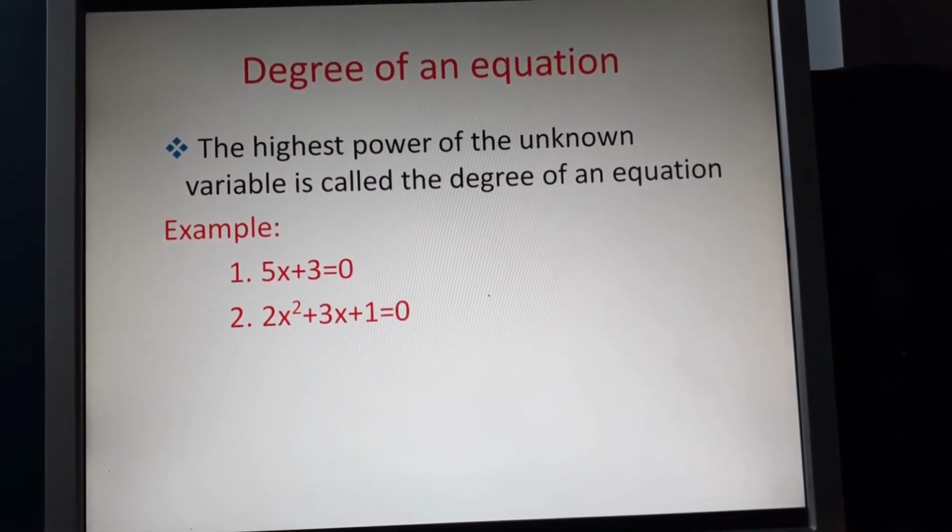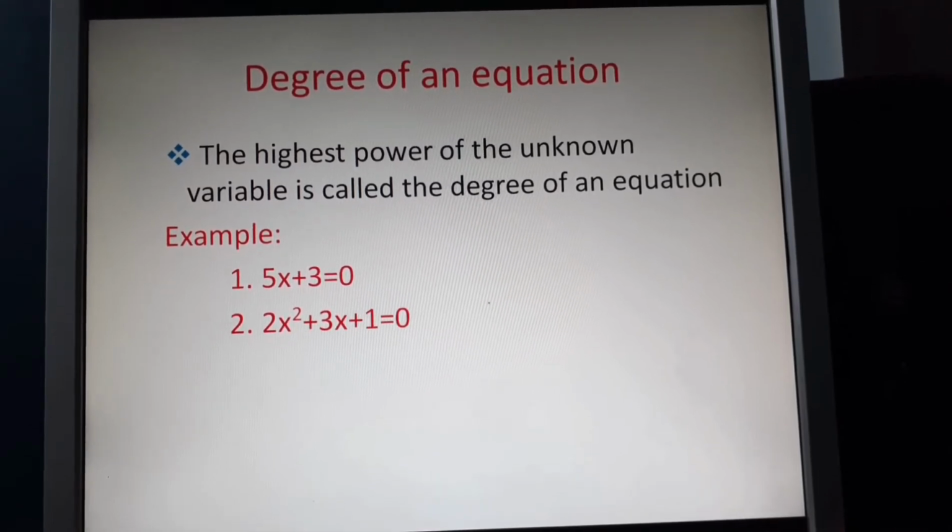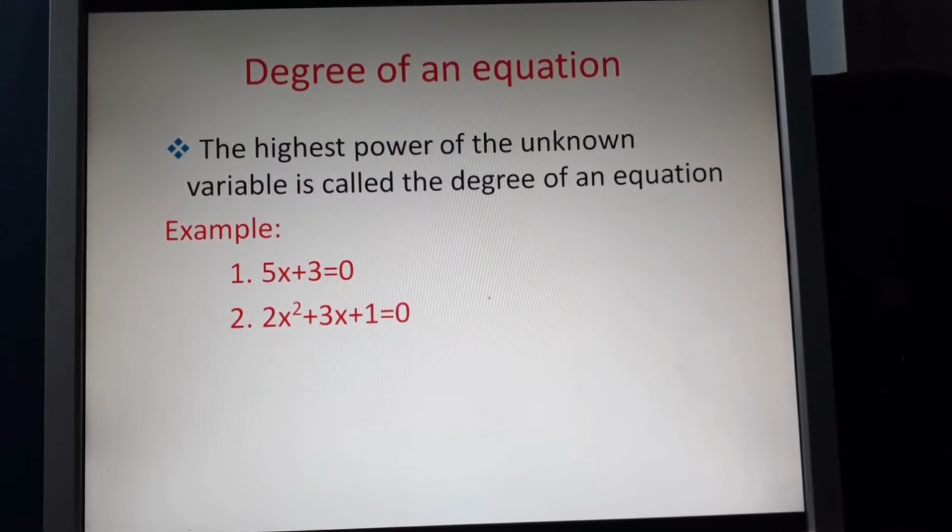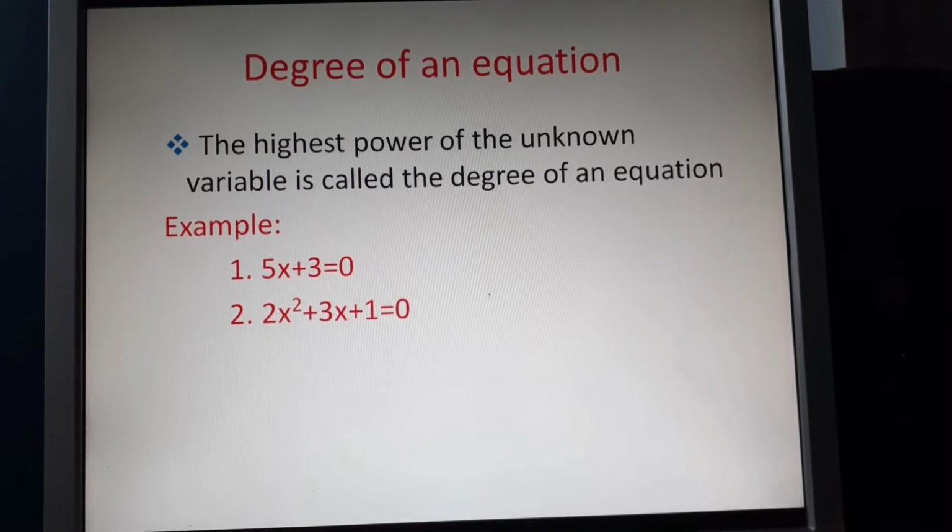Here see the first term 5x. The highest power of x is 1. So here the degree is 1 as well as this is called linear equation.